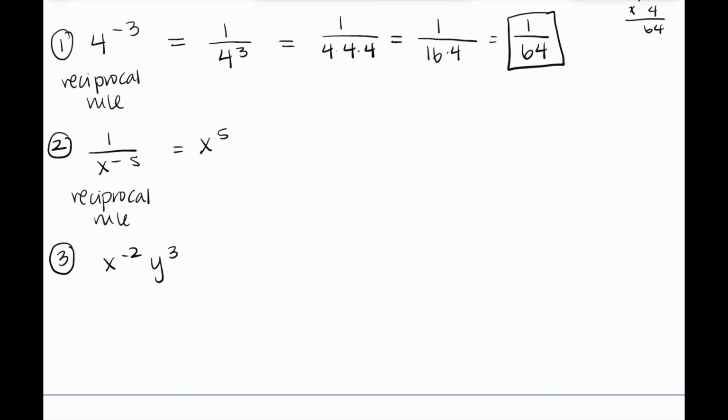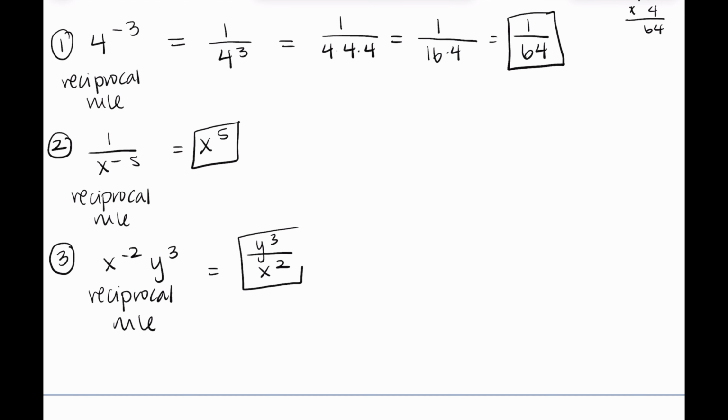And now we'll move on to number 3. For number 3, this one's a little bit trickier. We have x to the negative 2 times y cubed. Again, we would use the reciprocal rule here. Since they're being multiplied, we would keep the y cubed on the numerator and take the reciprocal of x to the negative 2. So our answer for number 3 would be y cubed over x squared.